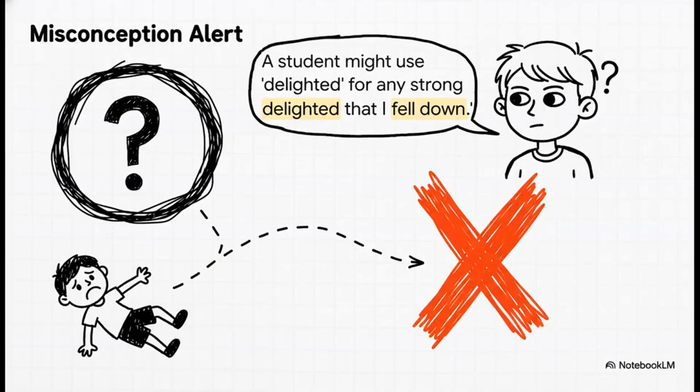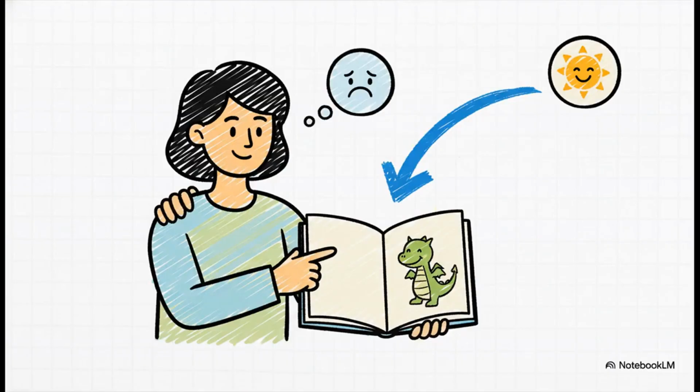And because we used our evidence document to plan, we are ready for this exact moment. A misconception alert pops up because we knew a student might just connect delighted with any strong feeling, not just happiness. We saw it coming. This is the moment for that immediate, super targeted feedback. You're not just saying, nope, you're wrong. You're redirecting the student back to the evidence and reinforcing the definition with a quick choral response. It's supportive, it's fast, and it's incredibly effective.